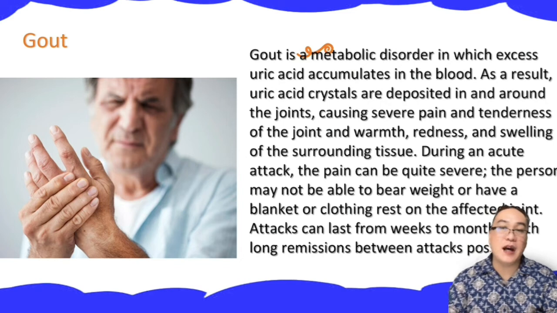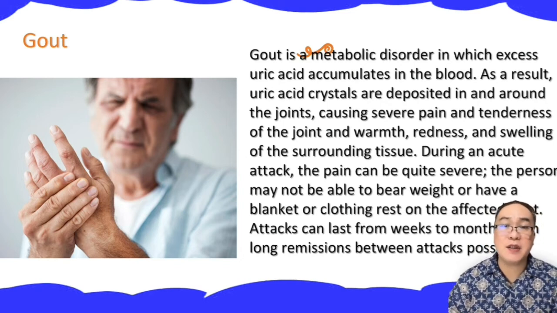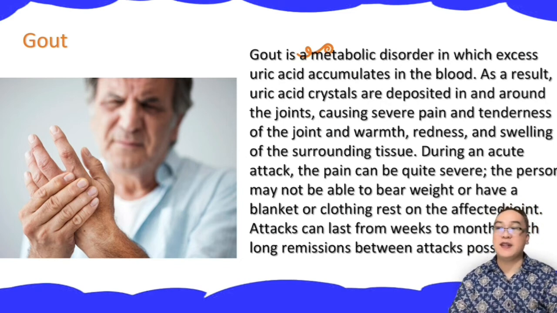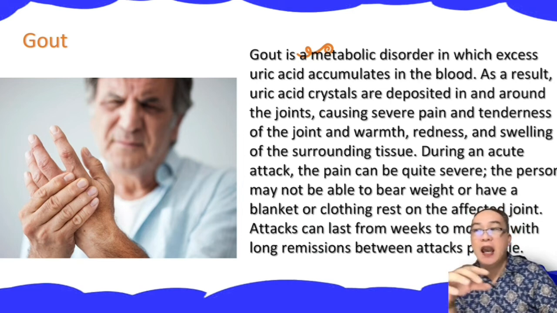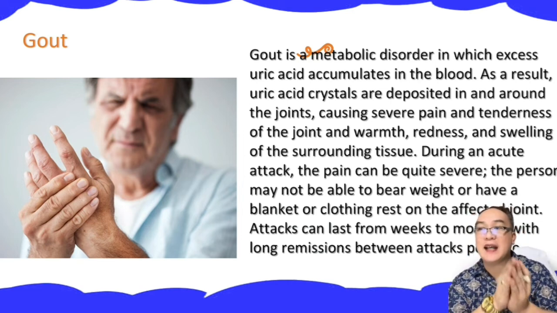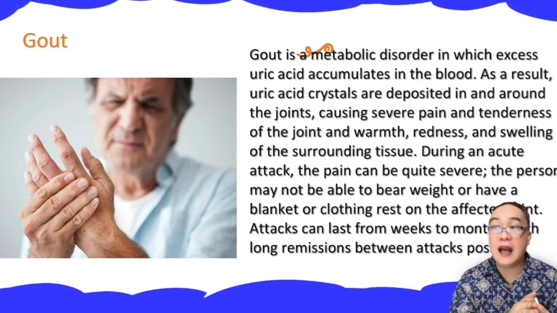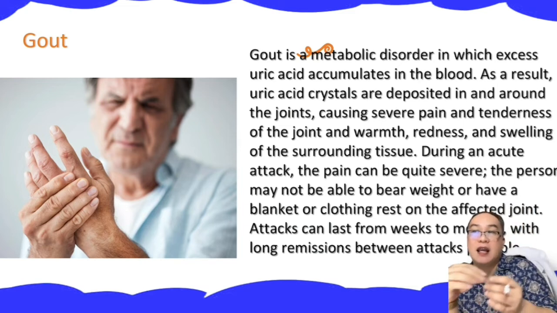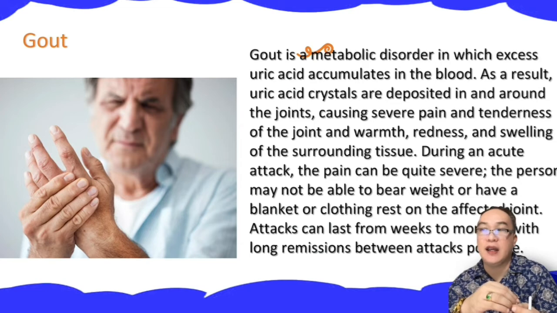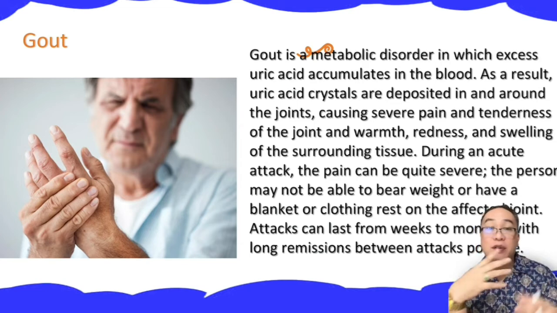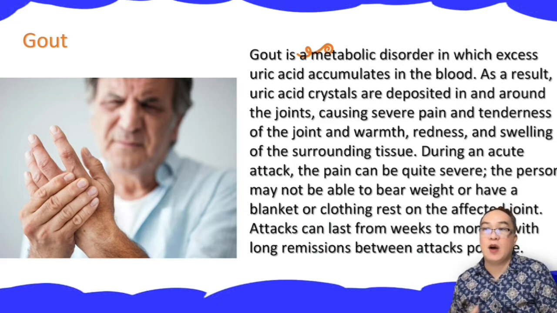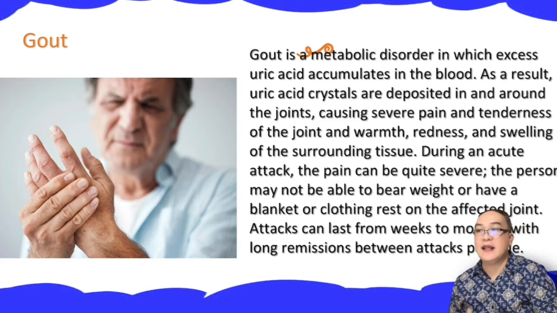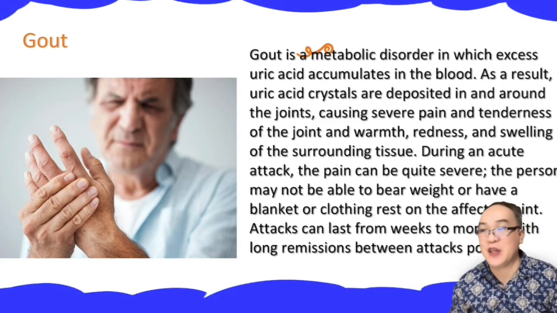Next. Okay, so another musculoskeletal condition that we are going to discuss is gout. Gout is a metabolic disorder in which excess uric acid accumulates in the blood. As a result, there are uric acid crystals deposited in and around the joints of your patient that cause severe pain and tenderness of the joint and warmth, redness, and swelling of the surrounding tissue.